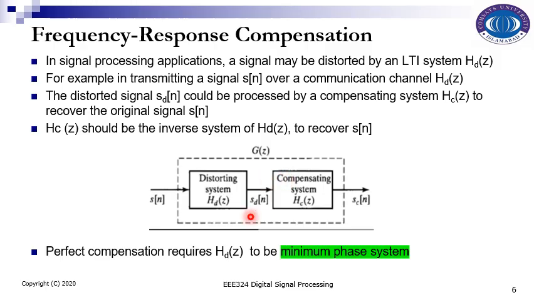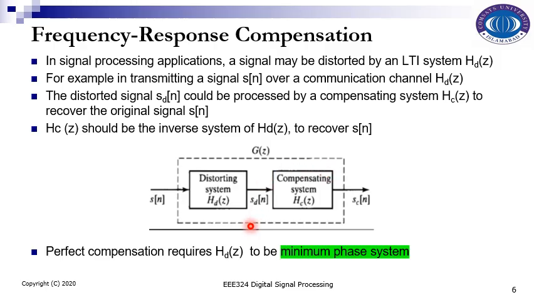So HC of Z must be the inverse of HD of Z, and the overall gain of the system should be 1. But that would happen if HD of Z is itself, because we would want HD of Z to be a stable and causal system. So then its inverse must also be stable and causal, and that means that HD of Z has to be a minimum phase system. So even if HD of Z is not a minimum phase system, we can still find a way of doing this compensation and finding a compensating system.